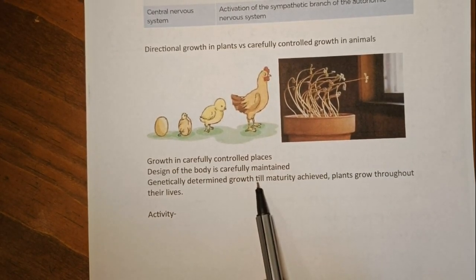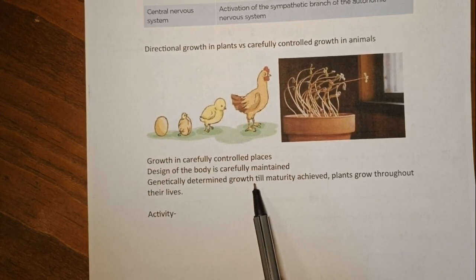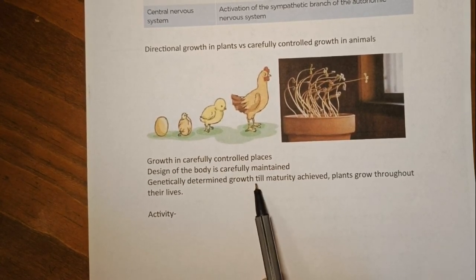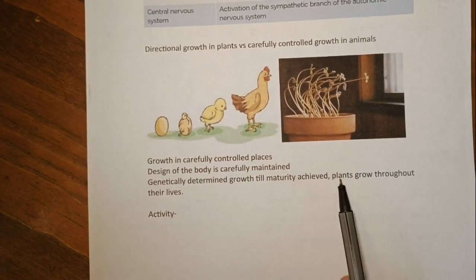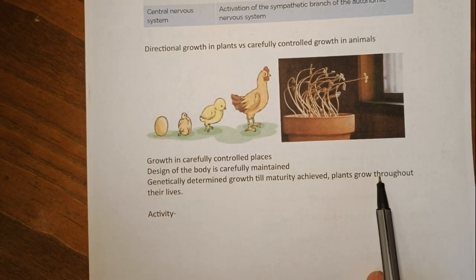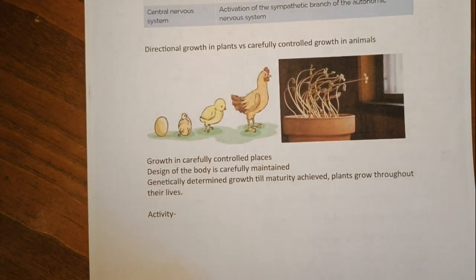If you look at human boys or girls, they will grow to a certain age. They will have puberty, then they will keep growing in height, and at a certain age, maybe around 20-21 years, the height will stop increasing. So it is genetically determined growth till maturity. But plants do not have such a genetically determined growth limit. They keep growing throughout life.